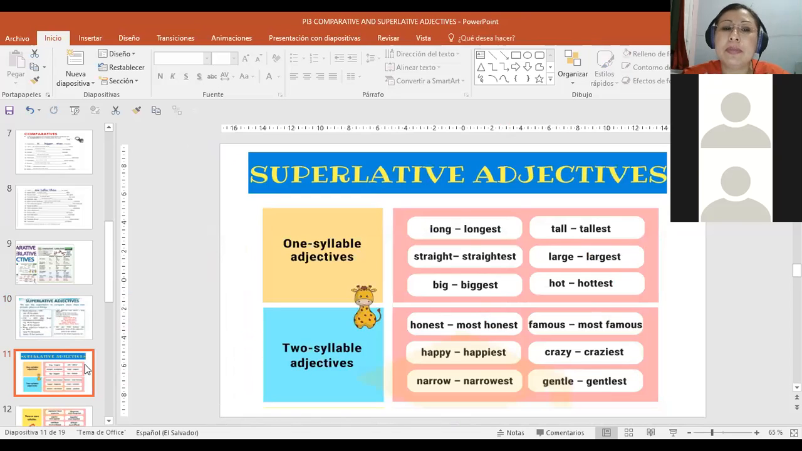Okay, look. One syllable adjectives: long, longest. Straight, straightest. Big, biggest. Tall, tallest. Large, largest. Hot, hottest. Two syllable adjectives: honest, most honest. Happy, happiest. Narrow, narrowest. Famous, most famous. Crazy, craziest. Gentle, gentlest. Okay?